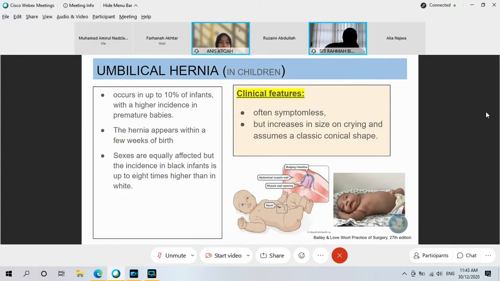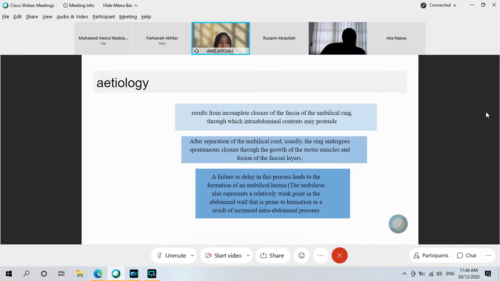Okay, for umbilical hernia in children, it occurs in up to 10% of infants, higher in premature babies. It will occur a few weeks after birth. Sexes are equally affected, but the incidence is higher in black infants, commonly in Africans, not in other countries. For the clinical features, it is often symptomless, but it will increase in size when the baby is crying and assume a classic conical shape. You can see in the diagram, a conical shape protruding out from the umbilicus. Okay, next.